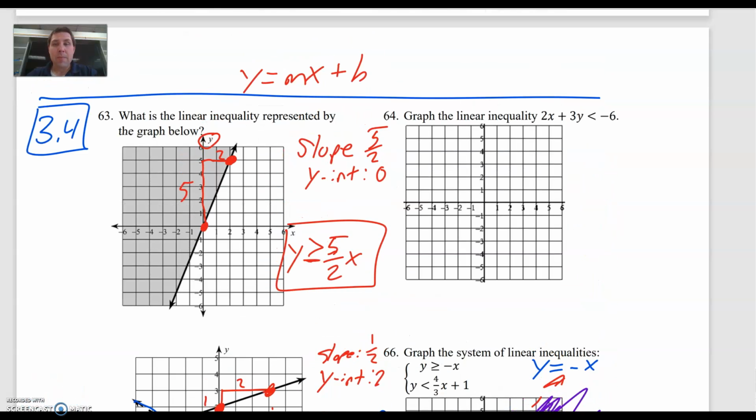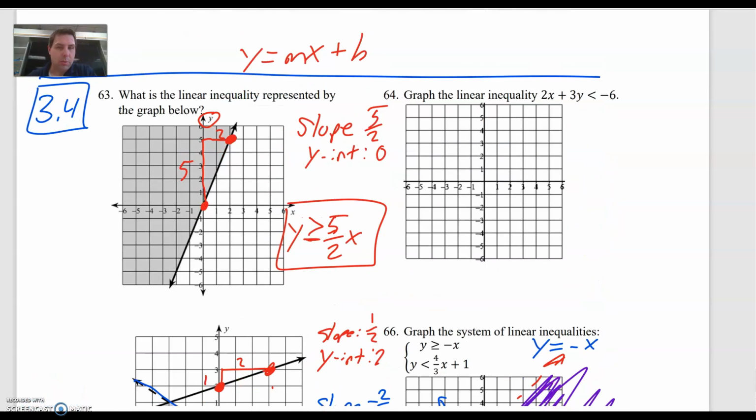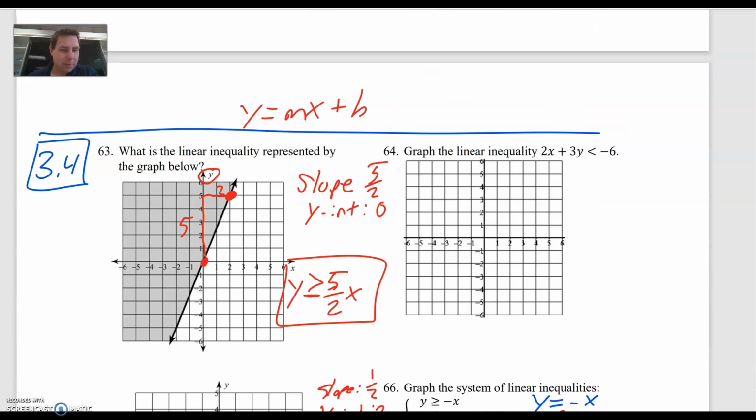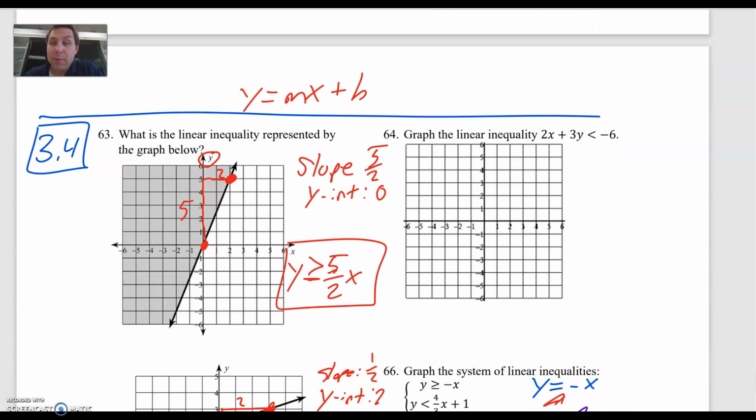Okay? And so let's quickly do the last few. I'm trying to keep this within 15 minutes. To graph this one, I'm just going to find the x and y intercept. Or better yet, you can just solve for y by minusing 2x over. You get 3y is less than -6 minus 2x.